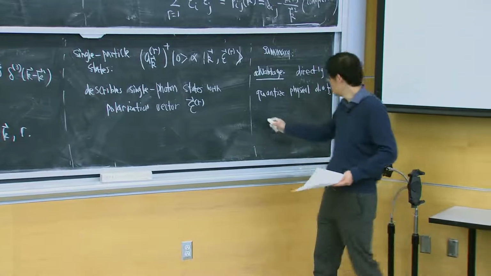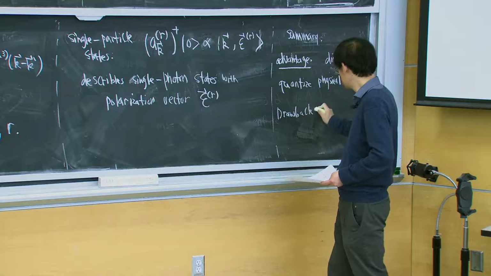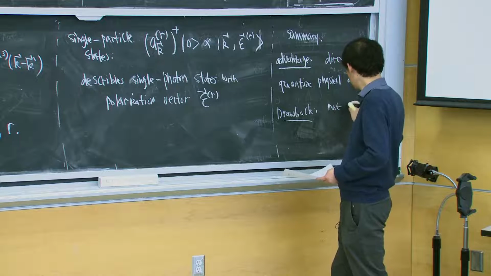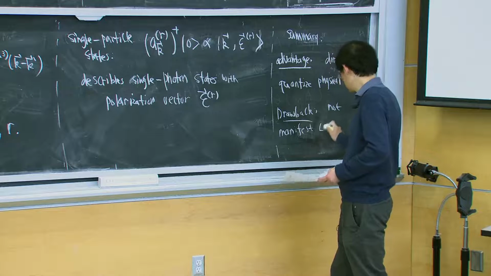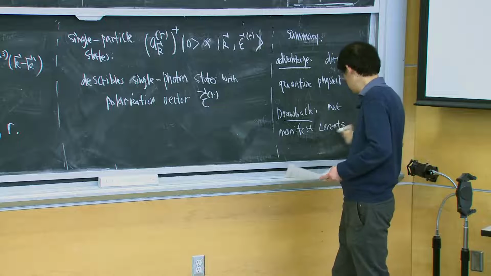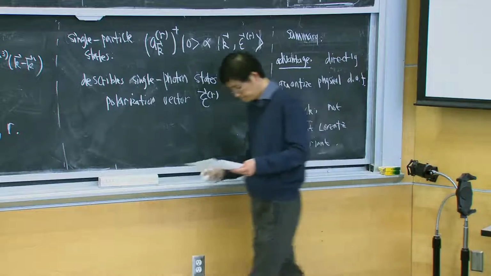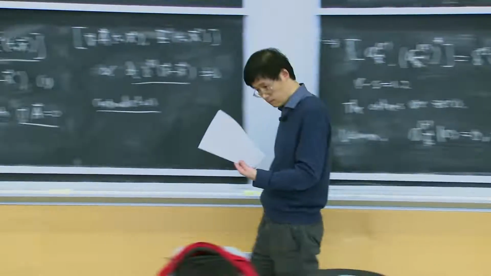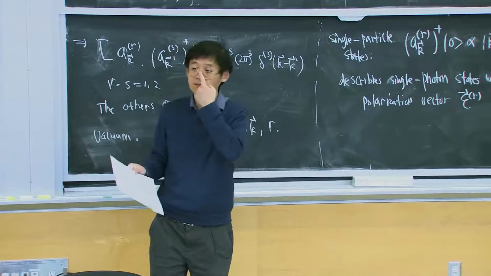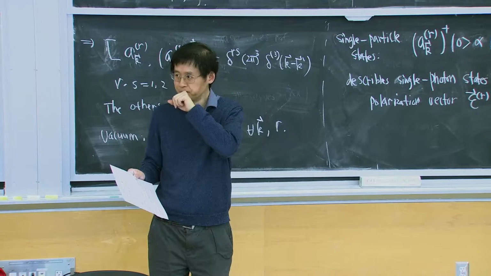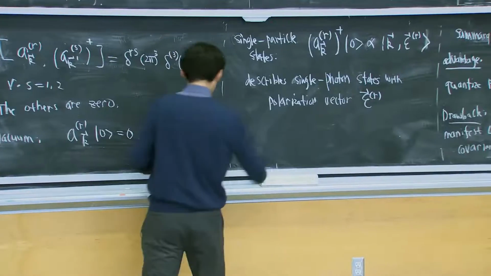But the drawback, of course, is that it is not manifestly Lorentz invariant. Not manifest Lorentz covariance. Okay. Any questions on this? Good.